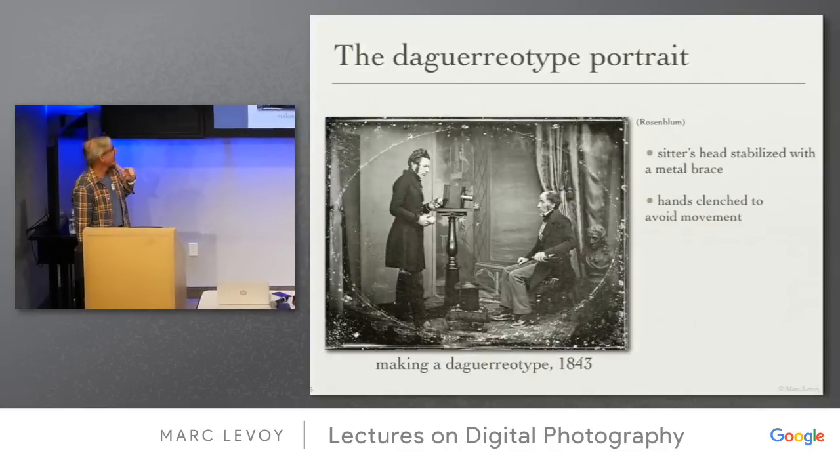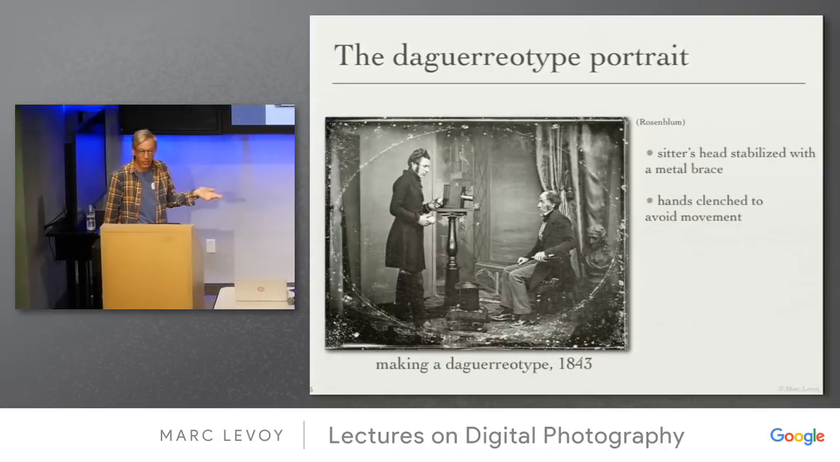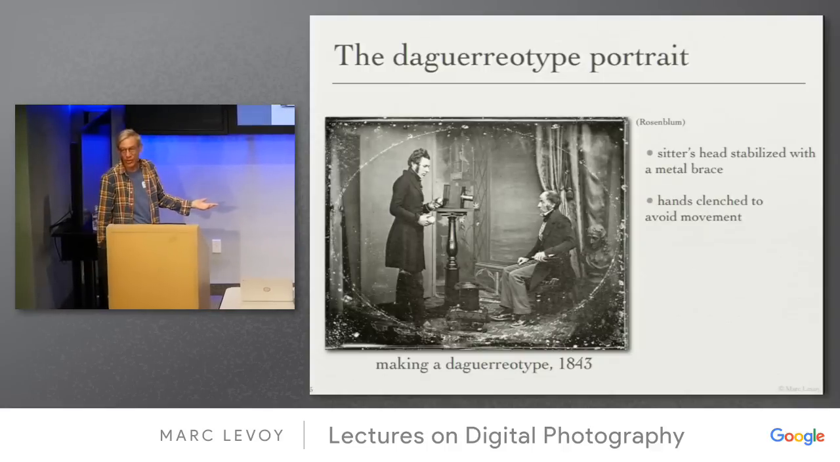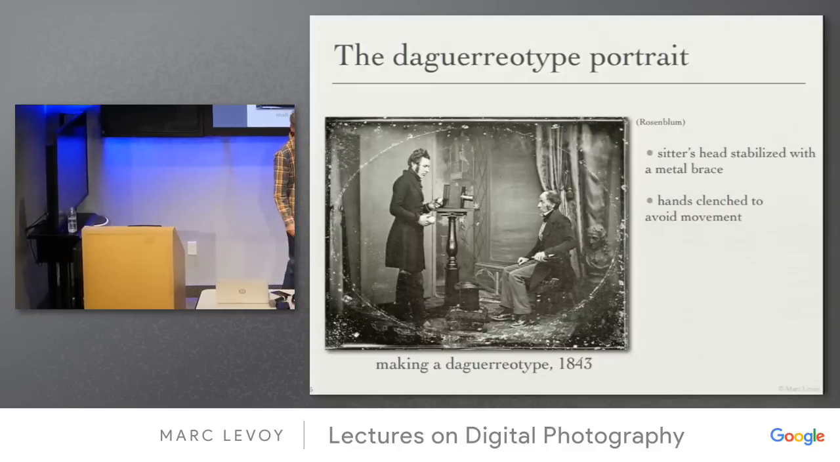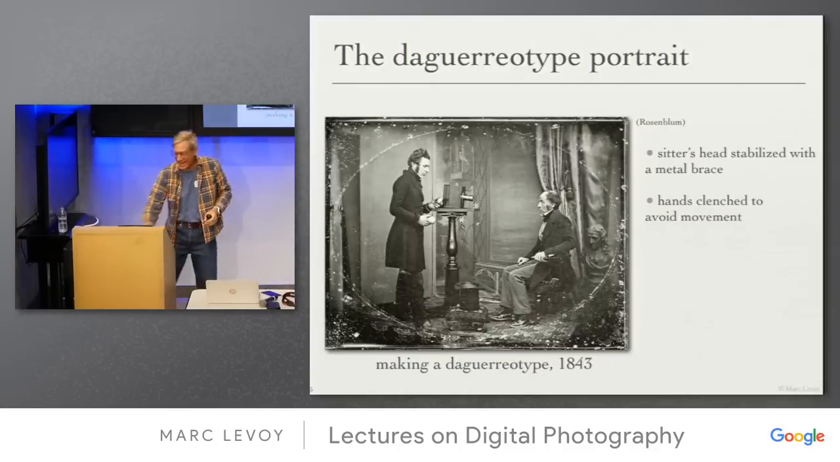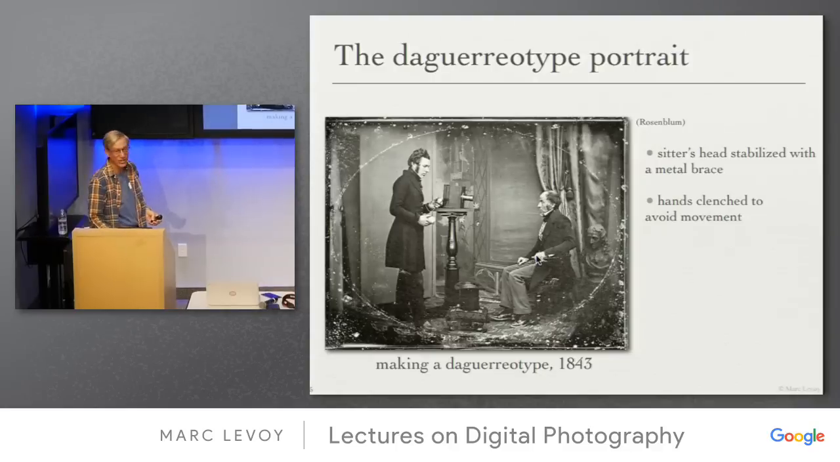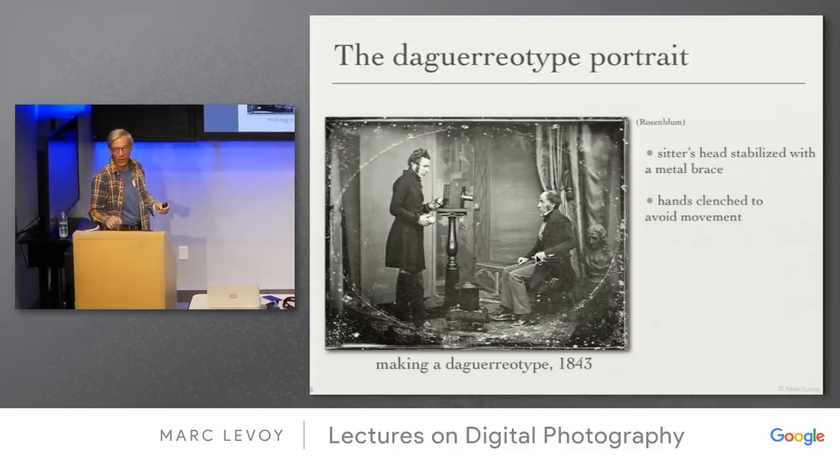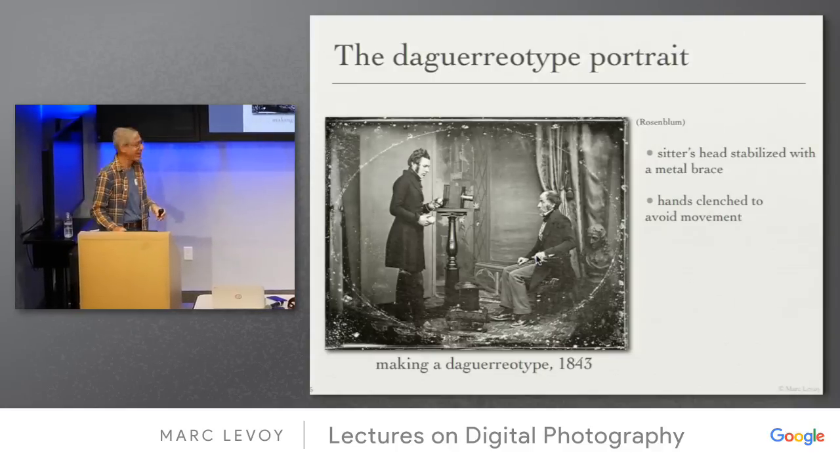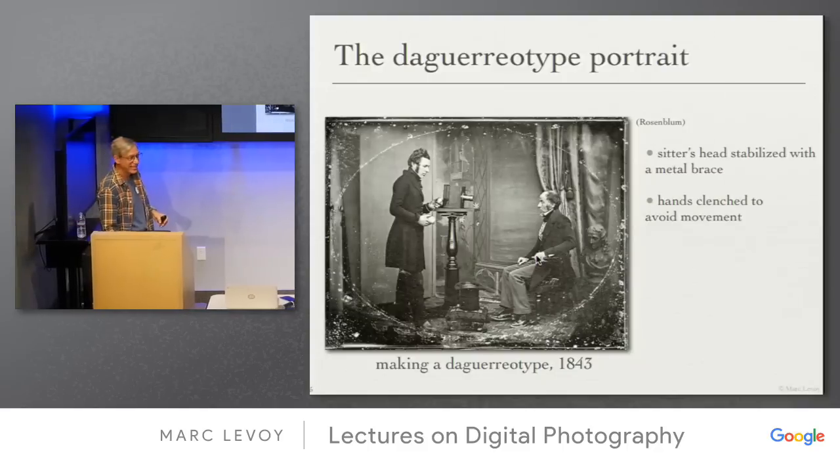So here's a daguerreotype portrait. It's a long exposure, something like 8 seconds, or even longer, so the sitter's head is stabilized with a metal brace in the back that you can't see there. And actually, what you can see is that his hands are clenched in order to hold still for that long.